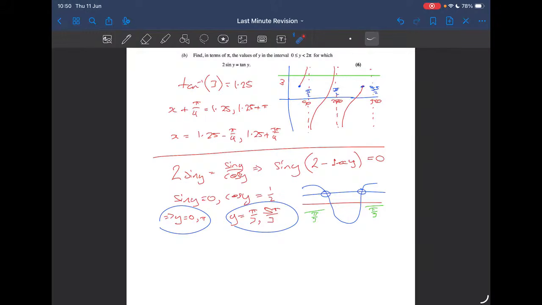Lovely jubbly. Yeah, a third of pi and 5/3 of pi. Yeah, spot on. Well done.